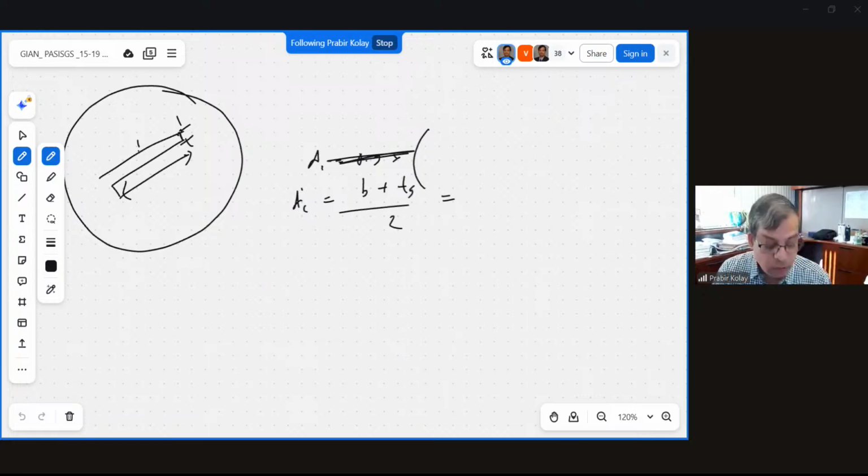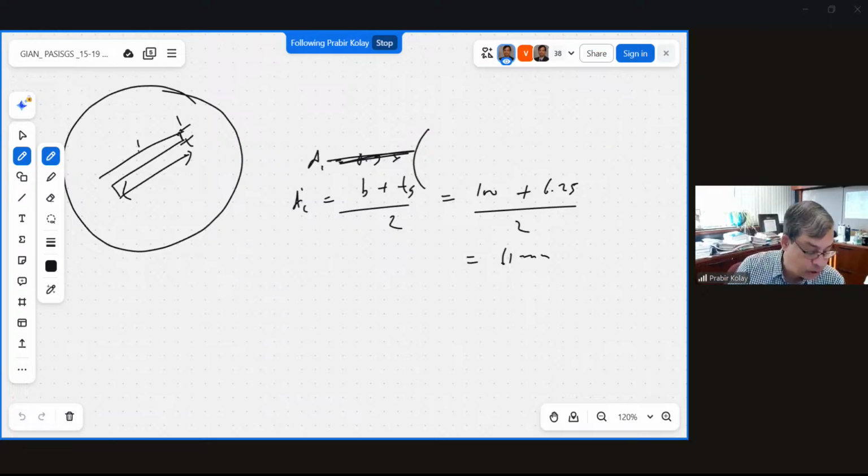It's very simple. So B, for this case, the width is 100, is given. Thickness is given, 6.25 millimeter. And then divided by 2. So that is very simple. So 61 millimeter is the equivalent diameter. That is very simple. There is another equation.